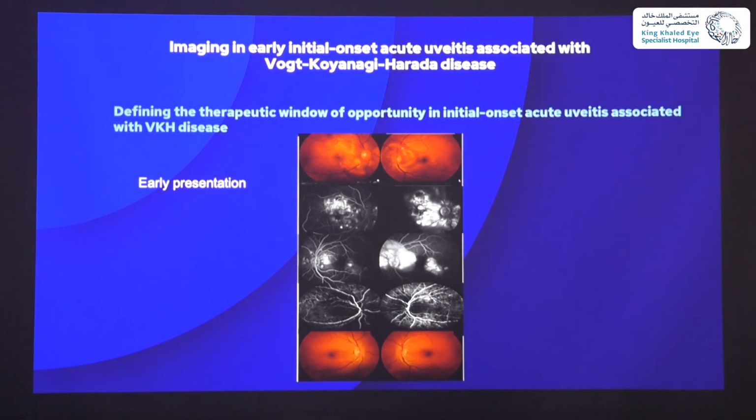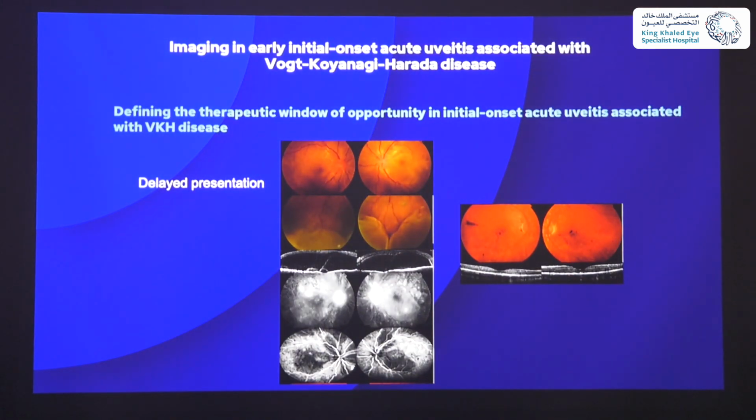This is an example. As I said, in the early presentation group, the exudative detachment is confined to the central retina. And then you can see the patient ended with no sunset glow fundus. And the late presentation group, look here, what do you see here? Bullous exudative detachment spreading to the periphery. It's a sign of delayed presentation. And this patient with delayed presentation ended with sunset glow fundus.